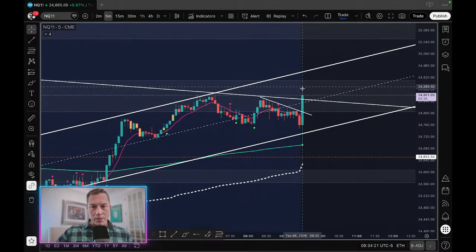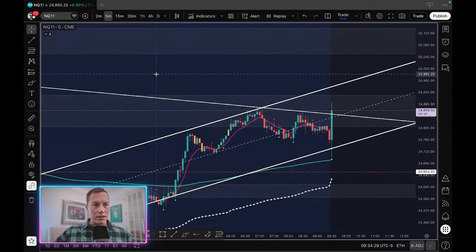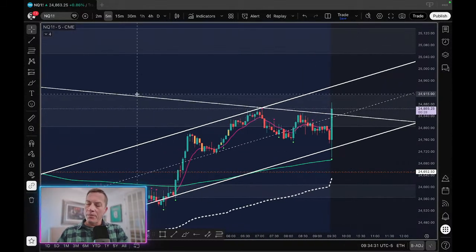We just broke up out of this. Here we go. We're getting above this trend line. We're showing some strength. Can we continue is the question. Can we continue with the strength? I'm going to look to potentially take a long if we can get above this and push up. So let's see if we can get that move up.